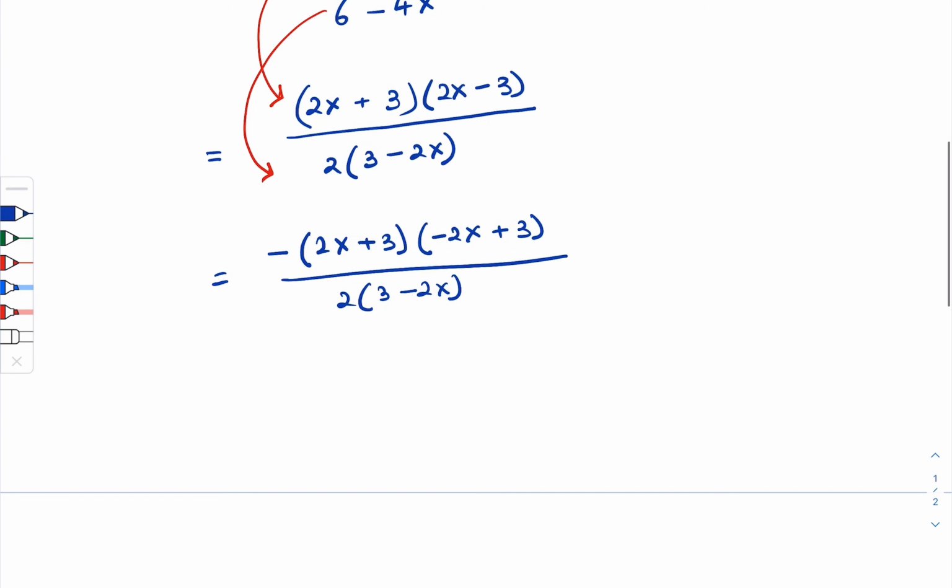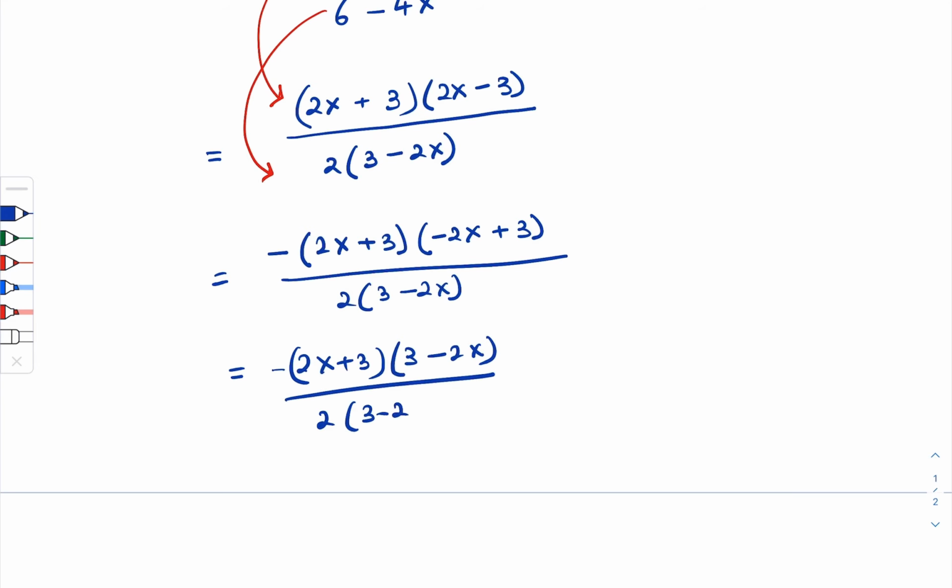Now in the next step, what we can do is just rearrange that. So if you rearrange that, then you have, as you can see now, these two match, and because they match you can totally cancel them out, okay? And when you do that, you're left behind with negative 2x plus 3 over 2. And that's the final answer.